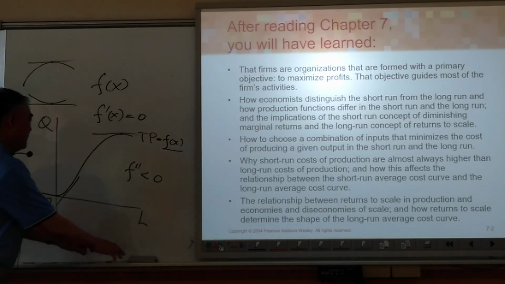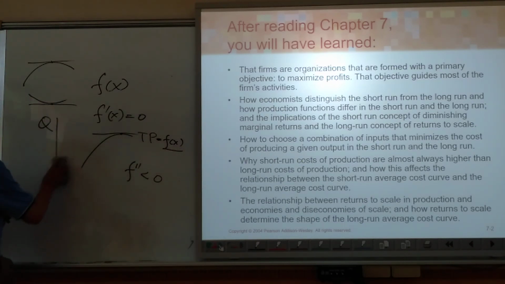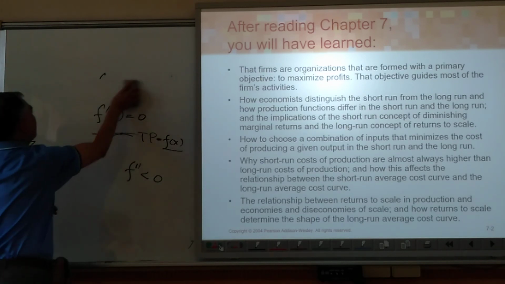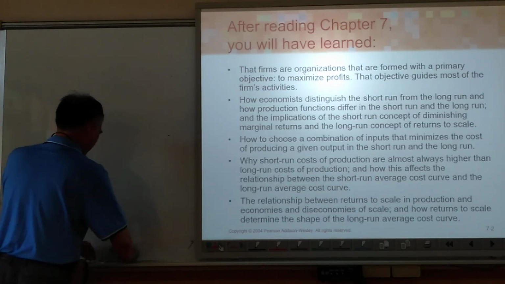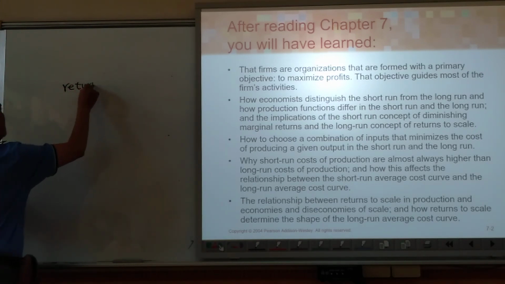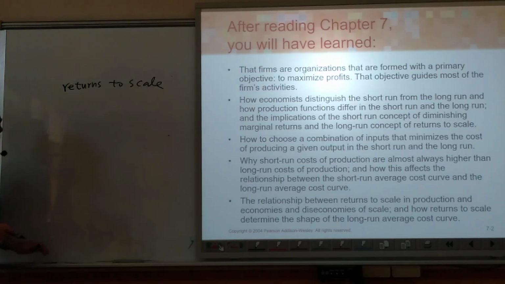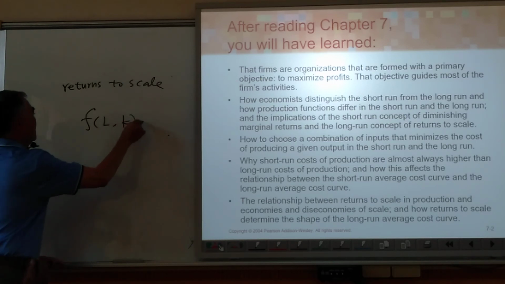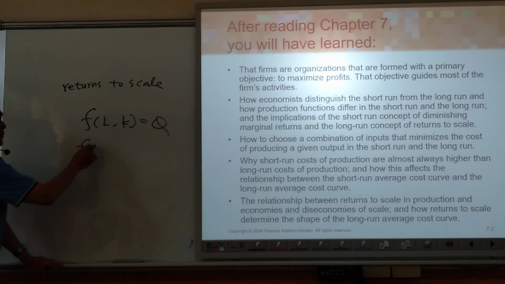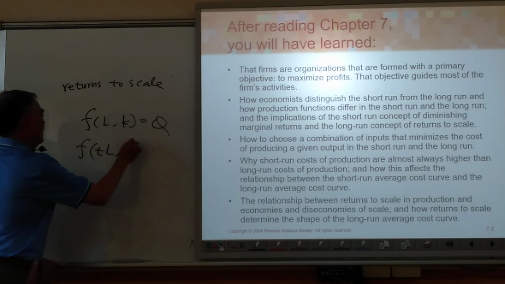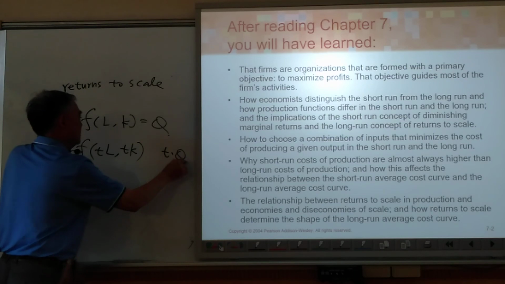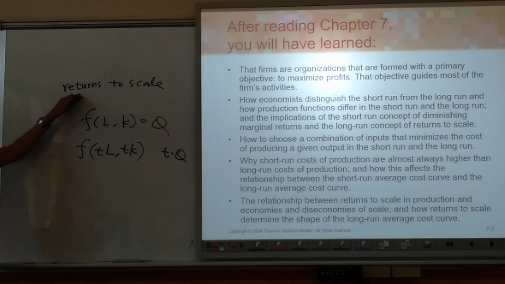And then we have talked about economies of scale and returns to scale. These two concepts are related, but they are different, okay? First, returns to scale. For returns to scale, you have to use all the inputs in equal proportion. So it means f(L, K) is equal to Q, right? Then you have to use L and K in the same proportion, tL and tK, and compare the result with t times Q, okay? This is called returns to scale.